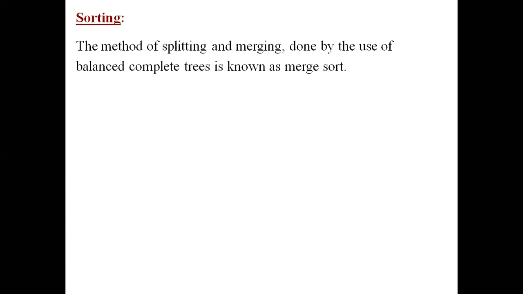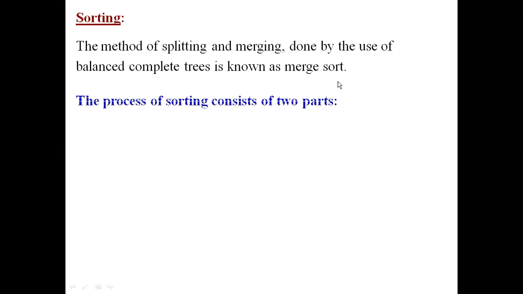Sorting, we'll first know the definition. The method of splitting and merging done by the use of balanced complete trees is known as merge sort. So in this method, we are going to split the given elements and later we merge the given elements, and it is done by the concept of balanced complete trees, known as merge sort.